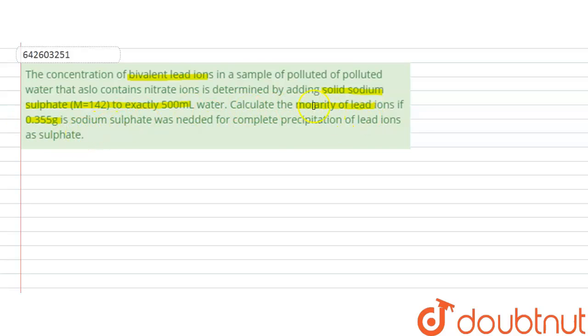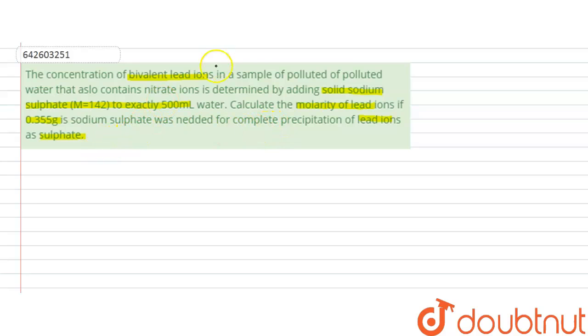So in the question it is given that a polluted water sample contains bivalent lead ions and nitrate ions, and bivalent lead ions are determined by adding the sodium sulphate solution to it so that the precipitate of lead sulphate will be formed, and we have to calculate the molarity of lead ions if 0.355 gram of sodium sulphate was needed for complete precipitation of lead ions as sulphate.